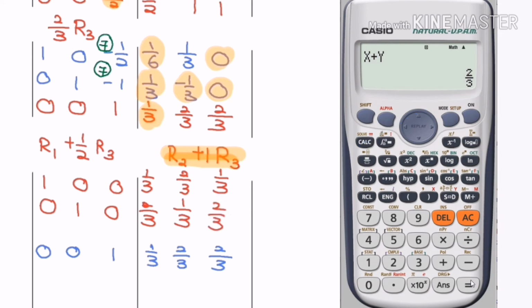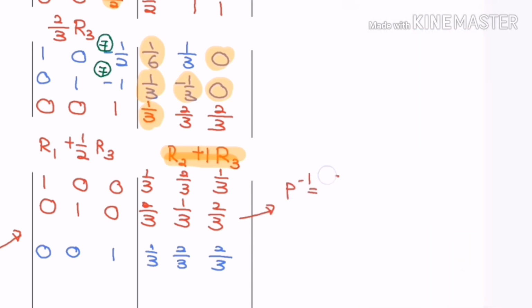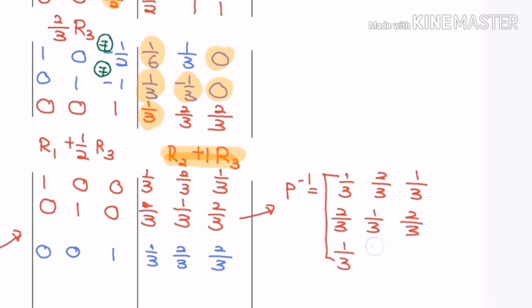So now we have already managed to convert everything to become an identity matrix for the left hand side. So the product for the right hand side will be our P inverse, which is, as I'm writing now, this is our P inverse. So that is the whole process. I'm using the ERO to find my P inverse.